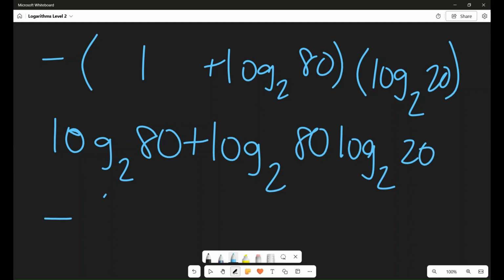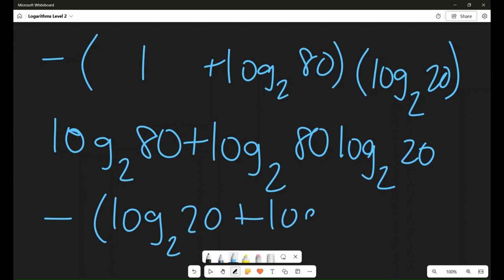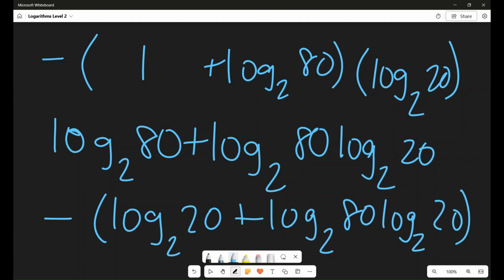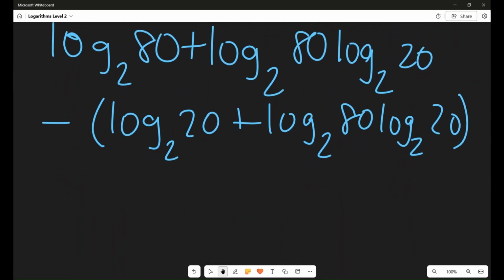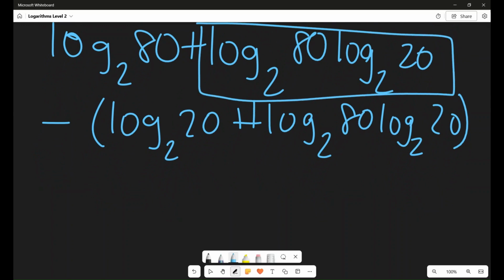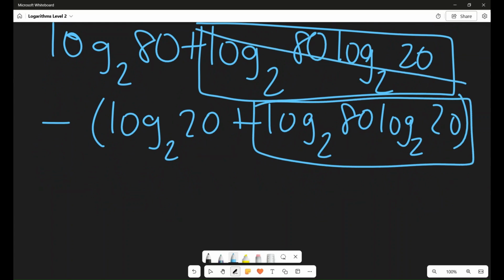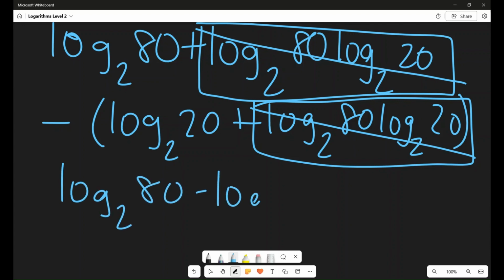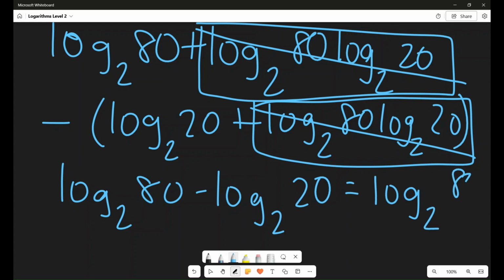And then we subtract log base 2 of 20 plus log base 2 of 80 times log base 2 of 20. And now we see that this form is actually a lot simpler because this term here and this term here are the same. So they cancel out since we're subtracting. And now all we're left with is log base 2 of 80 minus log base 2 of 20 is equal to log base 2 of 80 over 20.